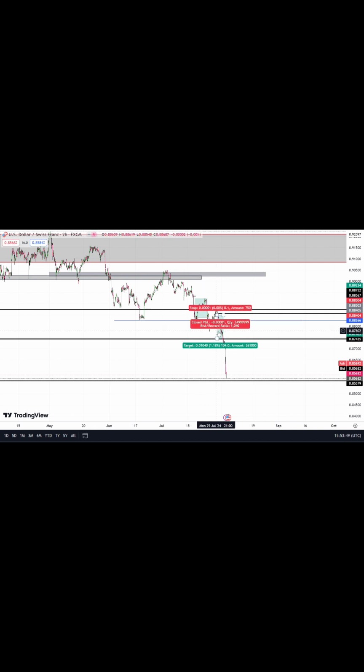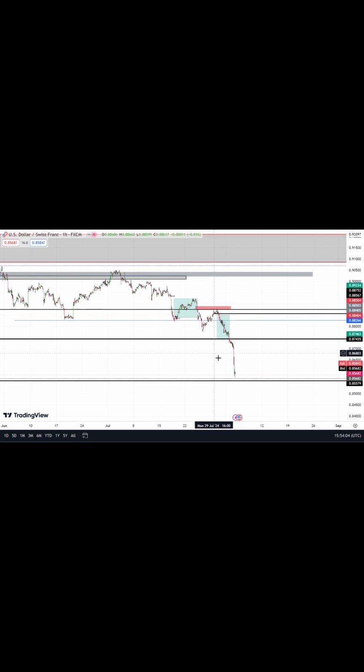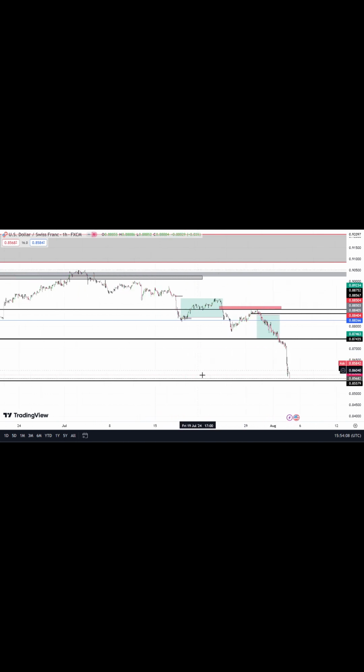Okay, so this was a trade I took last week. Now let me show you something and why I took the trade. Let me show you something and the reason why I took this trade, so you can understand better.